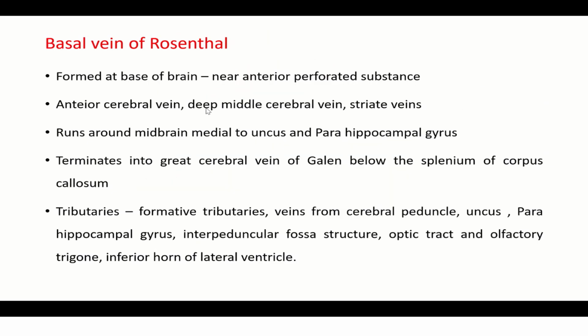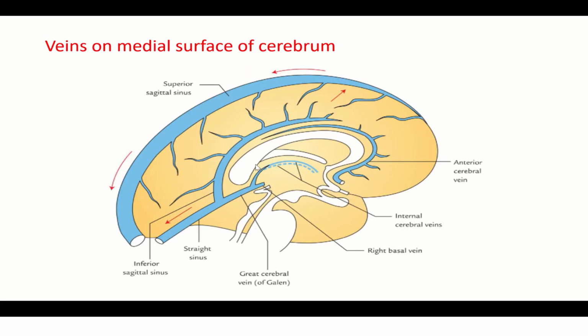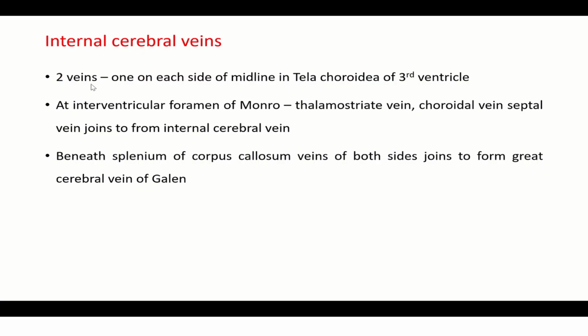Internal cerebral veins, as I showed here, these are the internal cerebral veins. There are two veins, one on each side of the midline, in the tela choroidea of the third ventricle. At the interventricular foramen of Monro, these veins join to form the internal cerebral vein, namely the thalamostriate vein. The name itself speaks: thalamostriate, the veins coming from the thalamus and basal ganglia. Then the choroidal vein from the choroid plexus, and the septal vein from the septum pellucidum, join to form the internal cerebral vein. Beneath the splenium of the corpus callosum, the internal cerebral veins of both sides join to form the great cerebral vein of Galen.